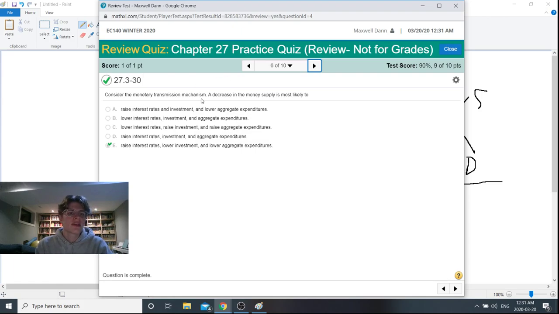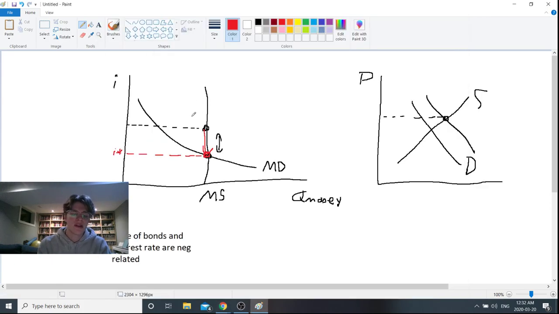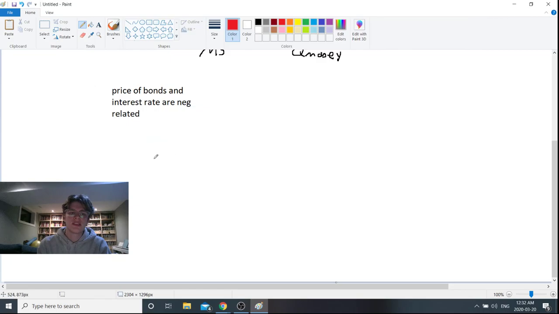Now, consider the monetary transmission mechanism. The monetary transmission mechanism is pretty much what we just talked about. That's buying and selling bonds to change the interest rate to get us back to equilibrium. So a decrease in the money supply. A decrease. So here we'll graph that again.